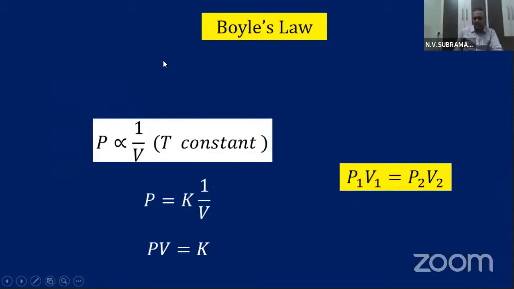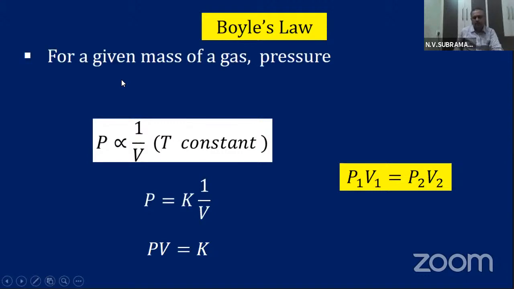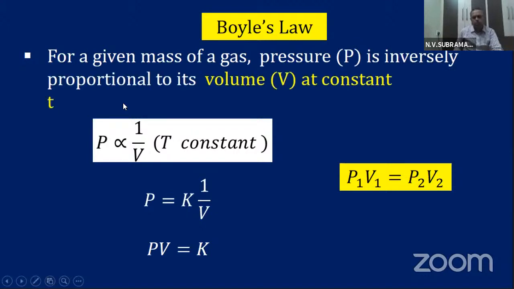So, first let us learn about Boyle's Law, children. For a given mass of gas, pressure is inversely proportional to its volume at constant temperature. This is known as Boyle's Law, one of the most important questions for the exam. 2 marks. State Boyle's Law. For a given mass of gas, the pressure P is inversely proportional to its volume V at constant temperature. P is proportional to 1 by V, provided temperature remains constant.